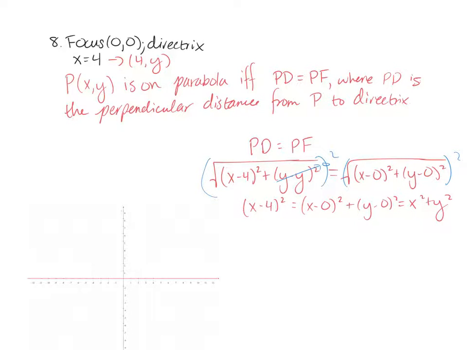Now, this doesn't look anything like a parabola, right? So we have to figure out how to get it to look like a parabola. So I'm going to FOIL out what's on the left. That's going to be x squared minus 8x plus 16 equals x squared plus y squared. And I'm going to subtract x squared from both sides. So I'm left with negative 8x plus 16 is equal to y squared. Starting to look a little more like a parabola now. Okay. And then I'm going to factor out a negative 8 and divide everything by 8.